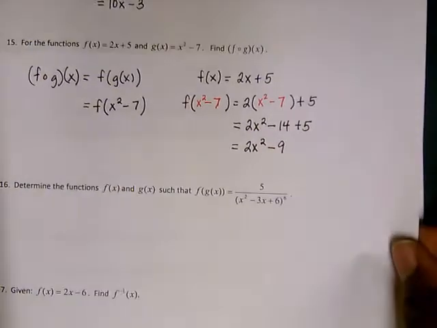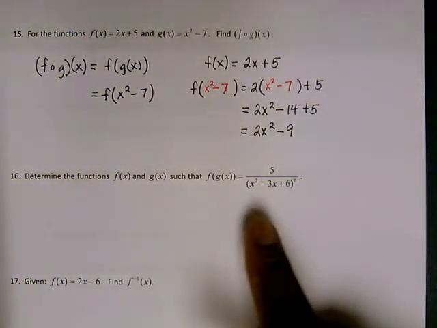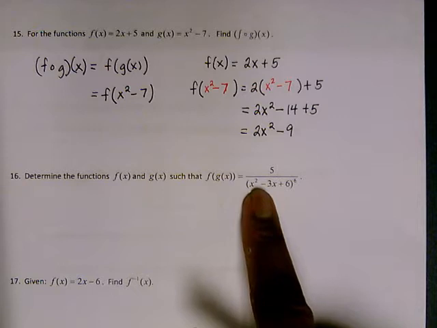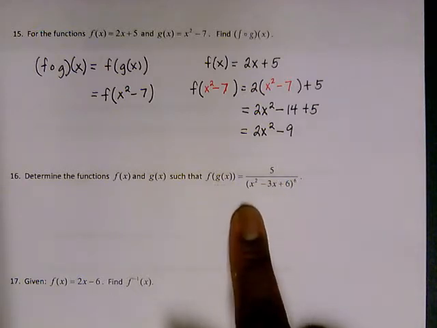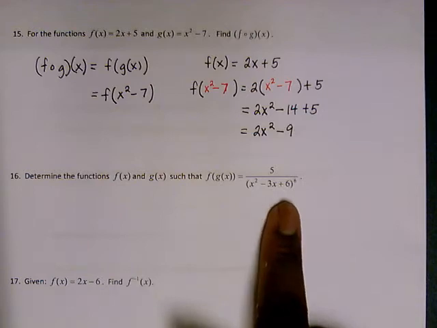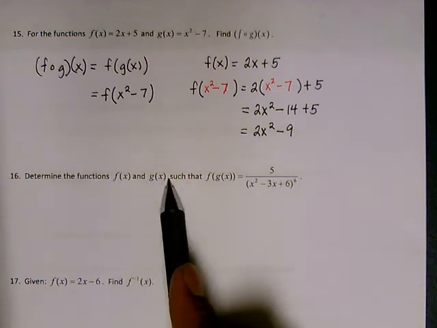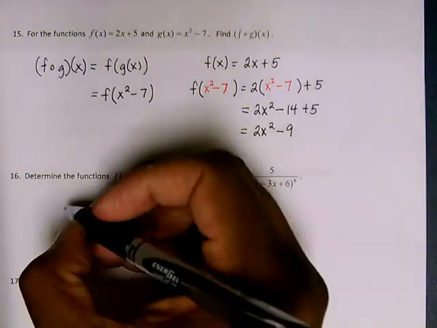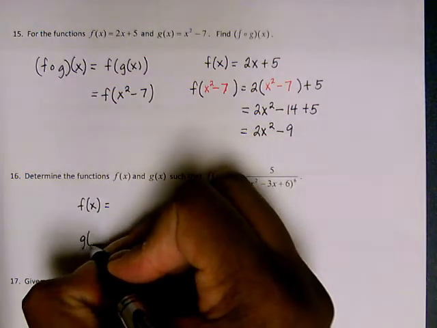Alright, problem number 16. Now here we're decomposing this particular function. F of g of x is equal to 5 over the quantity x squared minus 3x plus 6 raised to the 6th power. And we want to find out the functions for f of x and g of x. So we want to know what f of x is and what g of x is.